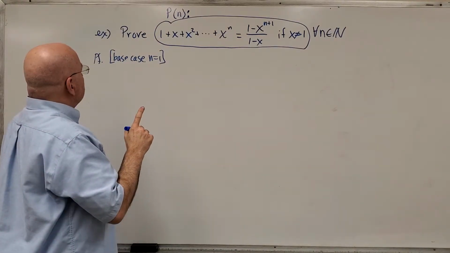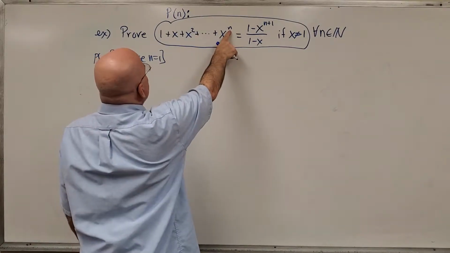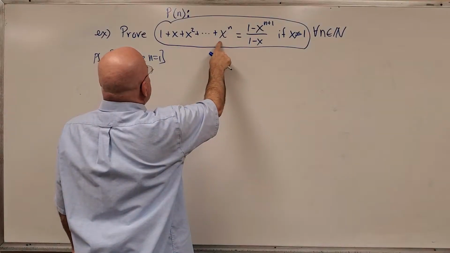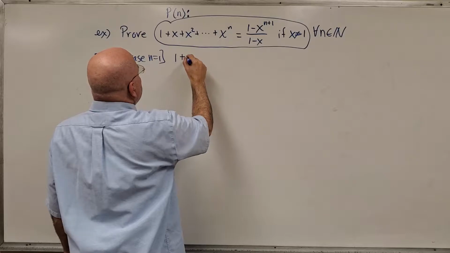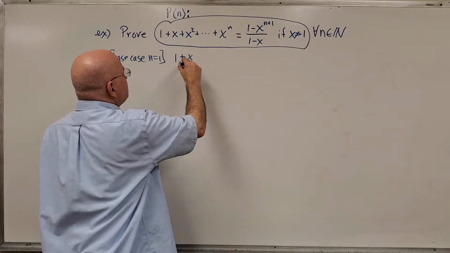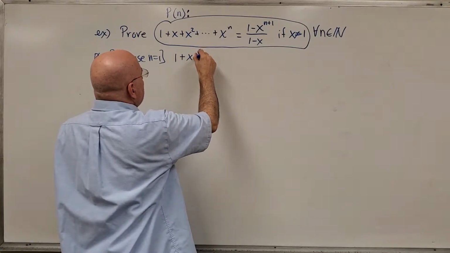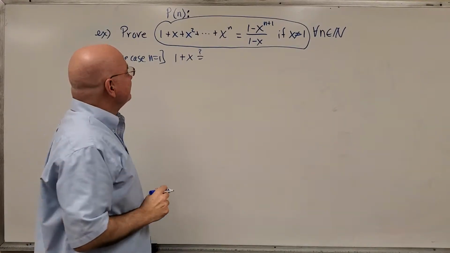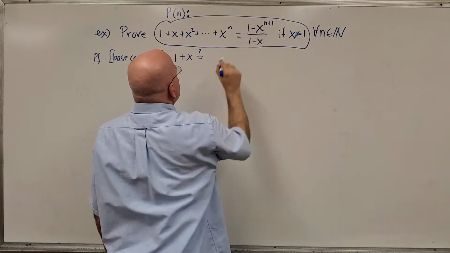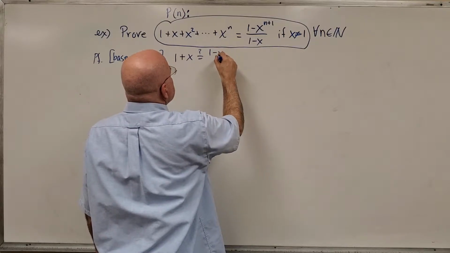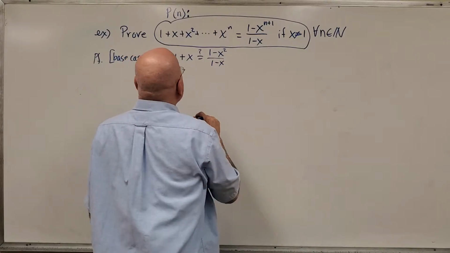All right, well, let's do our base case, which is n equals 1. So if n is equal to 1, this left-hand side is 1 plus x to the 1, just 1 plus x. We need to show, and I'll maybe put a question mark there because we don't know yet, that that's equal to, when we replace n with a 1, we would get 1 minus x squared over 1 minus x.